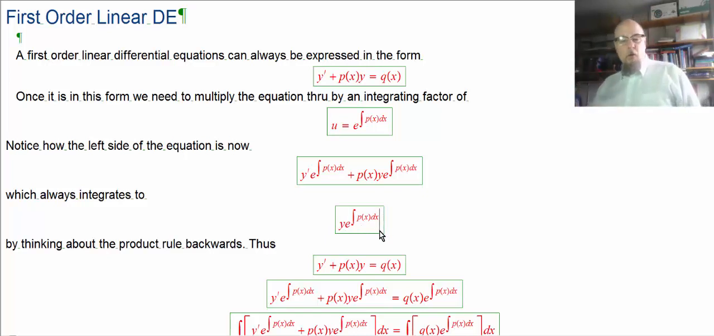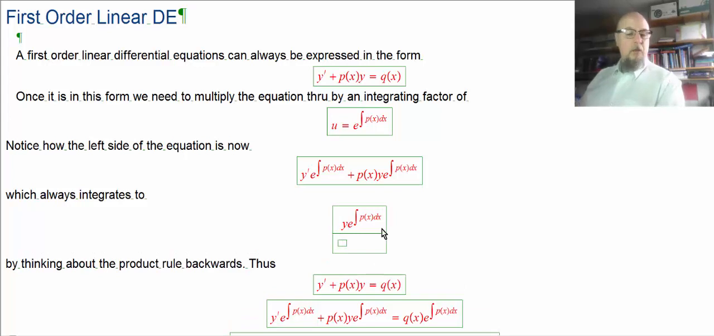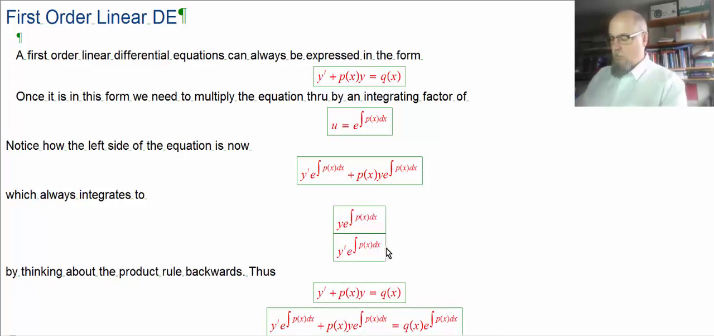Why does it? Well, why does this integrate to this? Because, the easiest way to show it is, let's differentiate this product. Remember, y is a function of x, and e to the integrate p is a function of x. So let's differentiate this side. Product rule: derivative of the first, y prime, leave the second alone. Plus, leave the y alone, times the derivative of the second.